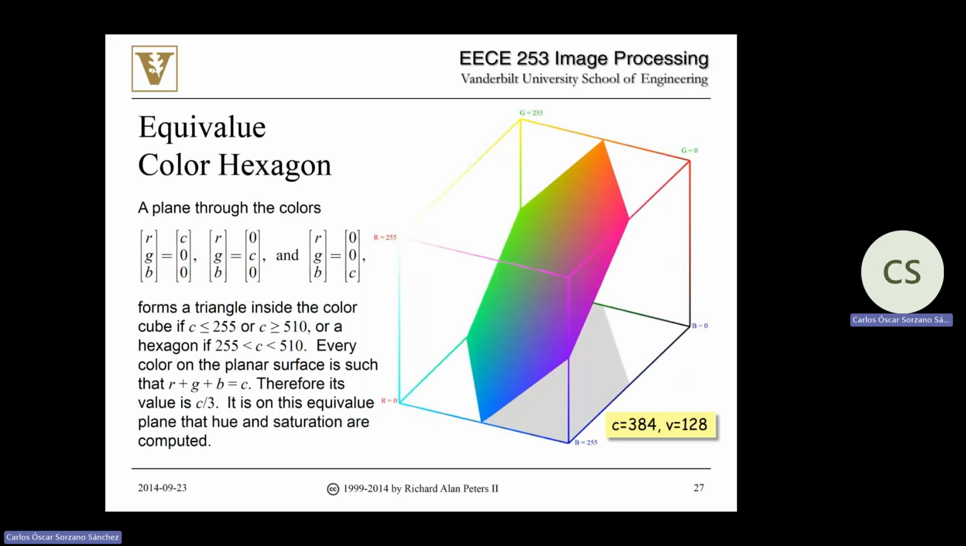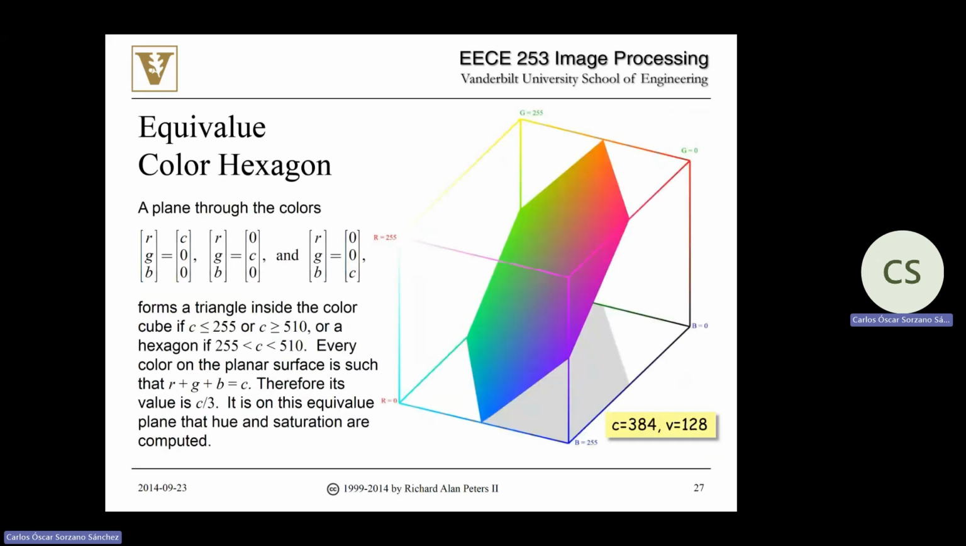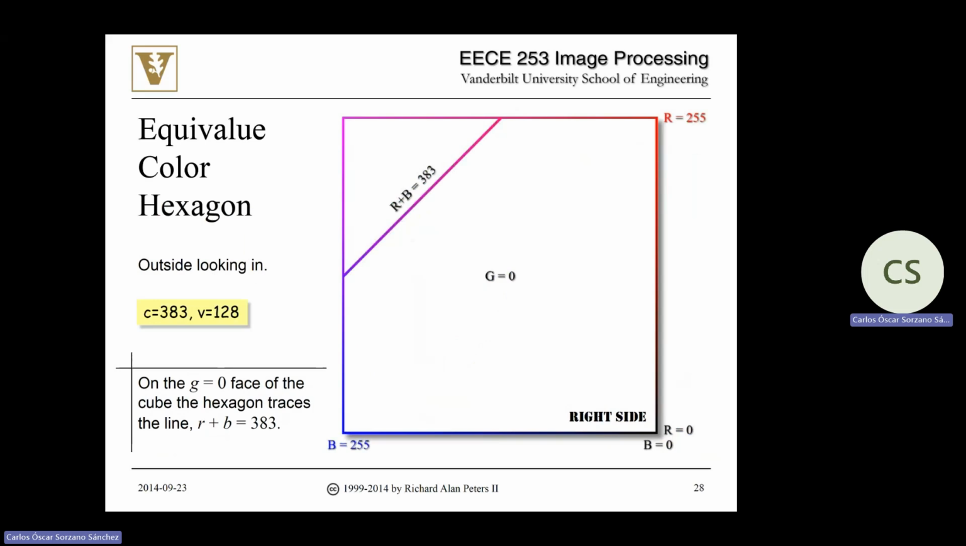Okay, what if my C is larger than 255 and smaller than 510? Then I will have this case. So I have a plane, and this plane is intersecting the cube in this hexagon. Okay, the hexagon doesn't need to be regular, so you can have an irregular hexagon, with different lengths of the sides. And then, for instance, this is another example. So if I look again at how this plane is intersecting this side, then now this is the intersection. So it is another line, but it is a different line. We have chosen C equal to 383.